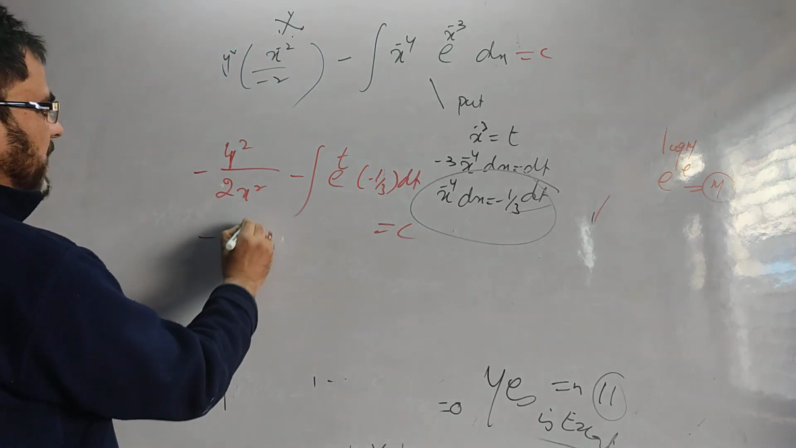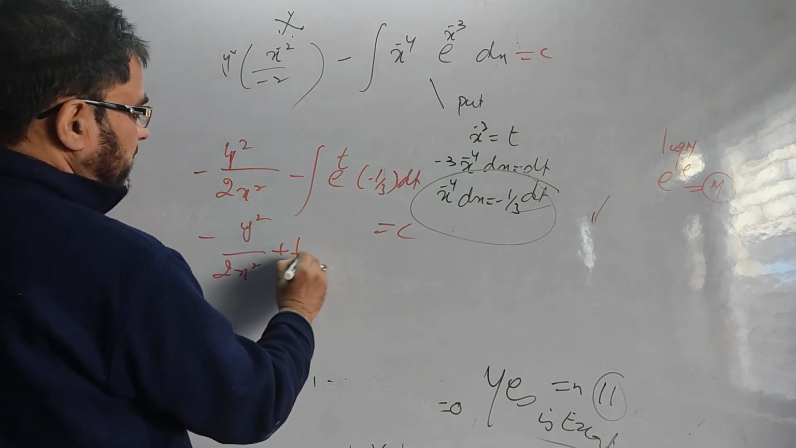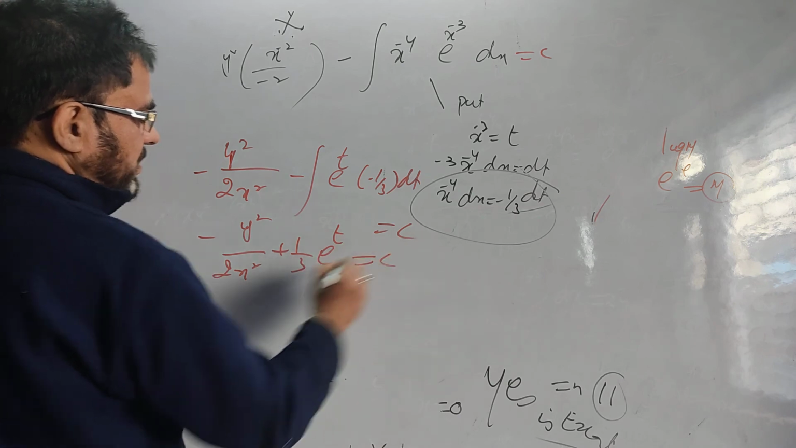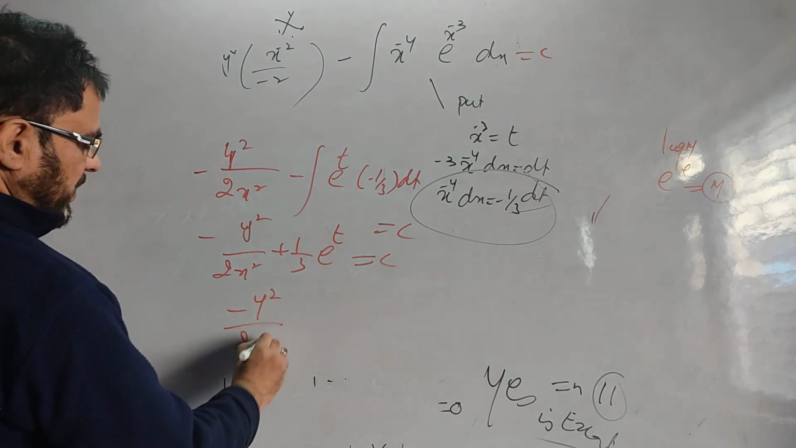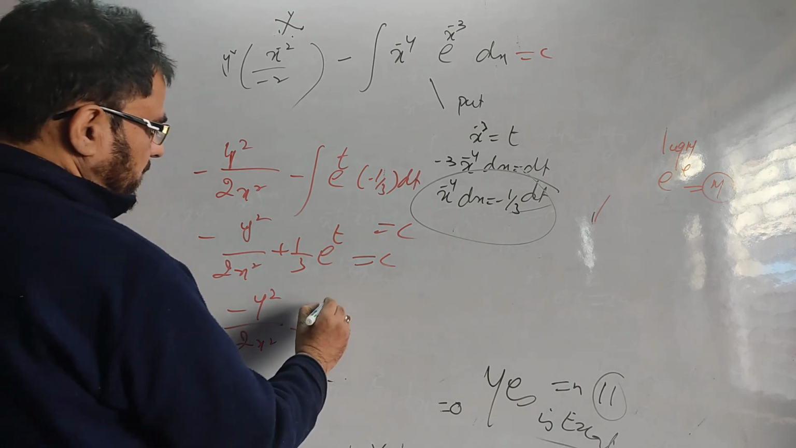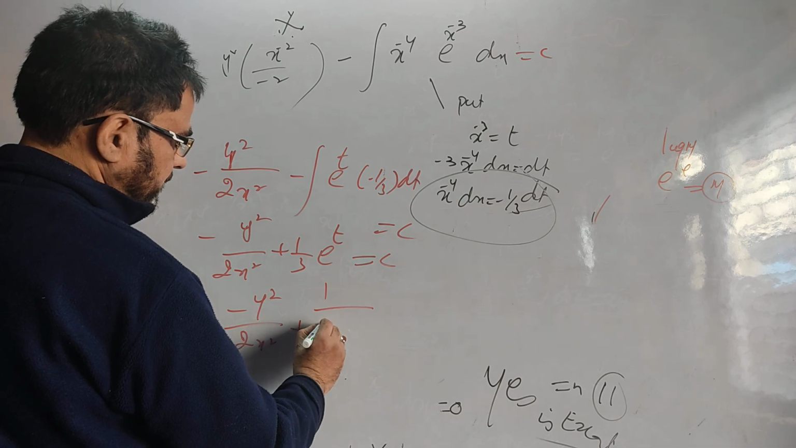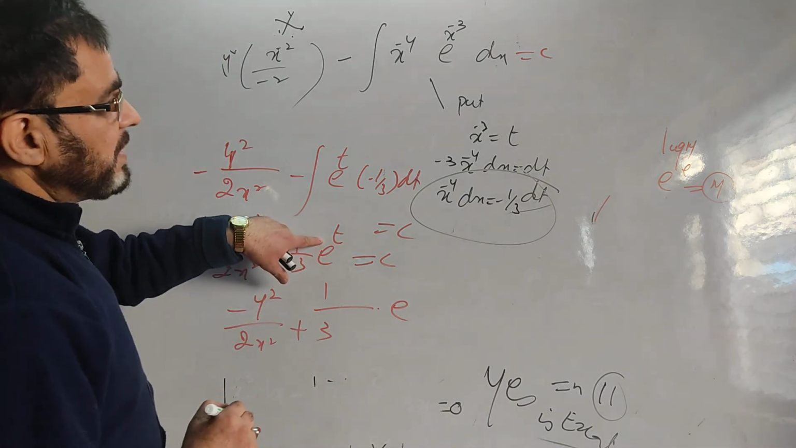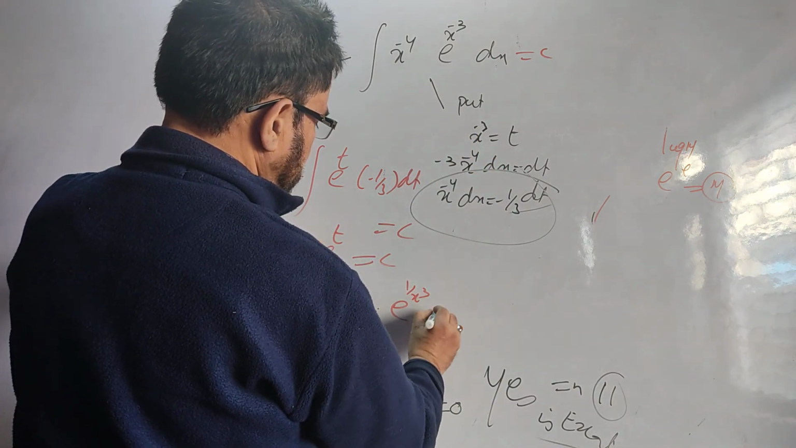This you can write as minus y square by 2x square plus 1 by 3. You know the integral of e raised to power t is e raised to power t. So the solution is minus y square by 2x square plus 1 upon 3 into e raised to power t, where t is x raised to power minus 3, that is 1 by x cube, is equal to c.